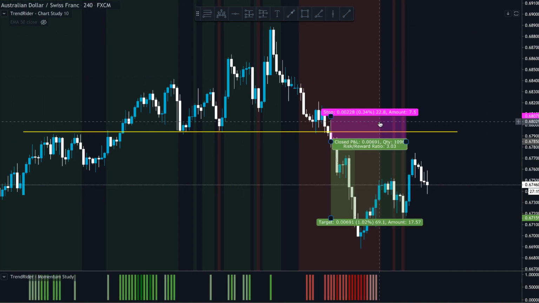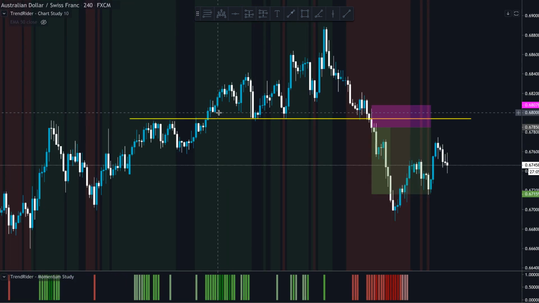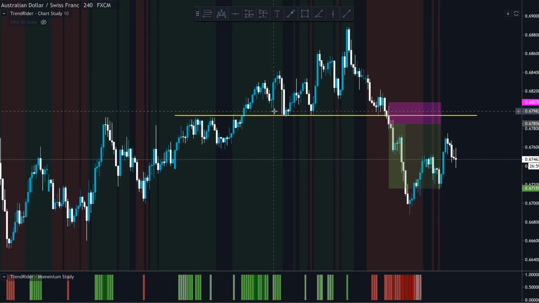And let me walk you through a few recent trade studies. Let's start here with the Aussie Swiss franc on a 4-hour time frame. This is a trade that I took, and I love to use the trend rider in combination with breakout trades. I find that it gives me a great level of confidence to just be in breakouts where the trend rider is giving me a go.